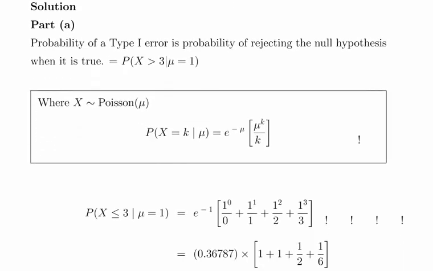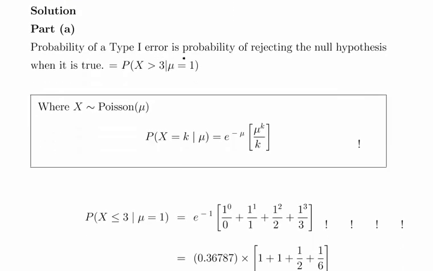The probability of type 1 error is the probability of rejecting the null hypothesis given that it is true. So in this case, it's the probability of x greater than 3 given that mu is equal to 1, or lambda is equal to 1 also, which is equivalent. Just be clear about that.